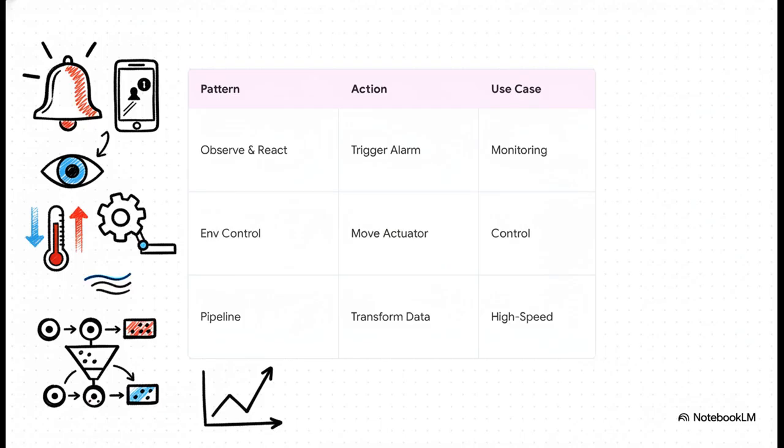Examiners love to give you a scenario and ask you to identify the correct pattern. So here is your cheat sheet. You must be able to recognize the right pattern based on its end goal. If the system only triggers an alarm, a display, or a phone call, you are looking at observe and react. If the system uses actuators to physically move, heat, cool, or otherwise change the environment, it is absolutely environmental control. And if the primary challenge of the system is ingesting and transforming massive amounts of high-speed data in real time, you need to write down process pipeline.